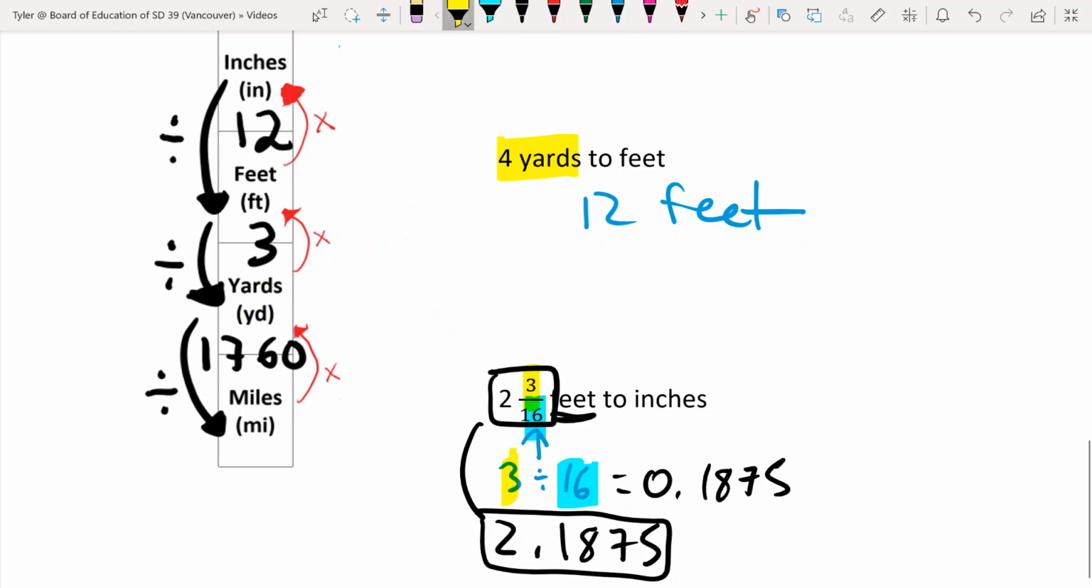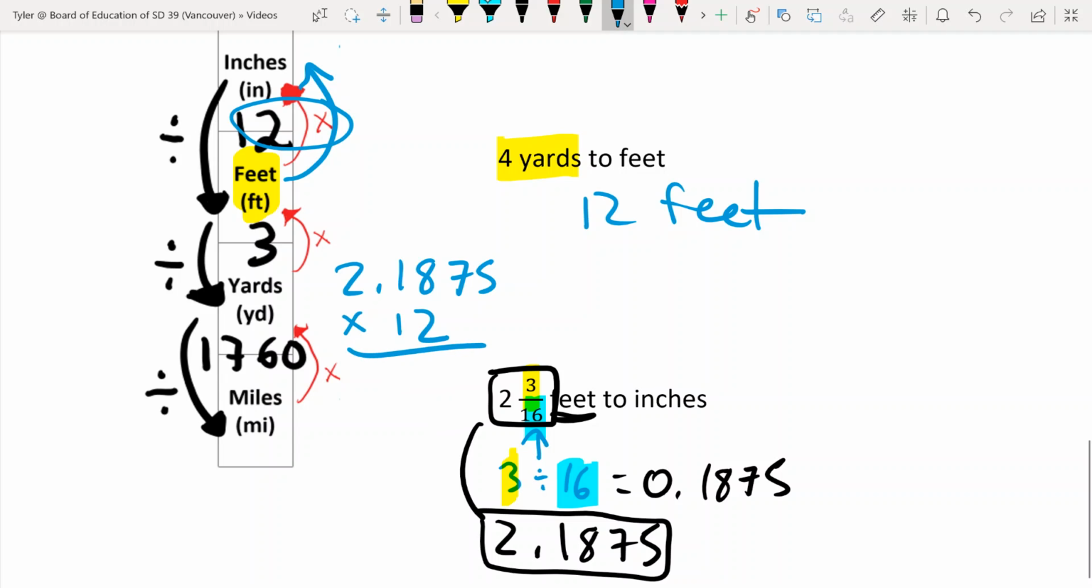So I'm going to start with feet right there. And then I need to move to inches. So feet's going up to inches, so I got to multiply. So I have 2.1875 times 12, because we did times 12 right there. And that gives me 26.25. 26.25 inches. Cool.